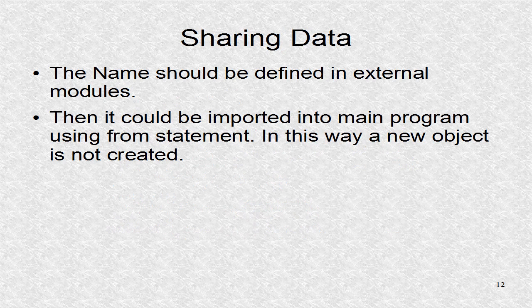12. We can share data between the main program and an external module. The variable should be created in the module and imported to the main program, thus we have an alias to the same object. If the object is mutable like a list, it can be changed by both files.